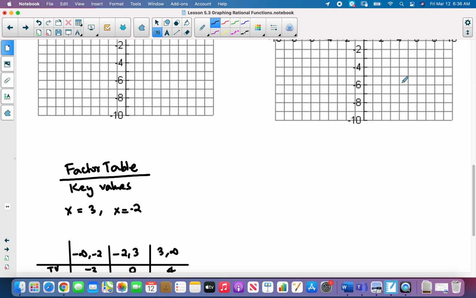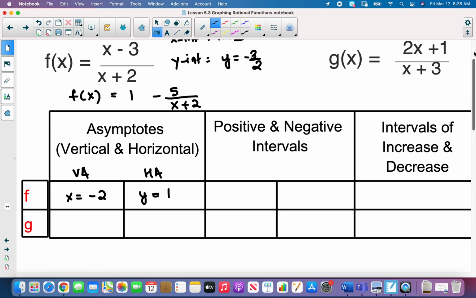So you can see that our function is positive from -infinity to -2, and from 3 to infinity. And it's negative from -2 to 3.